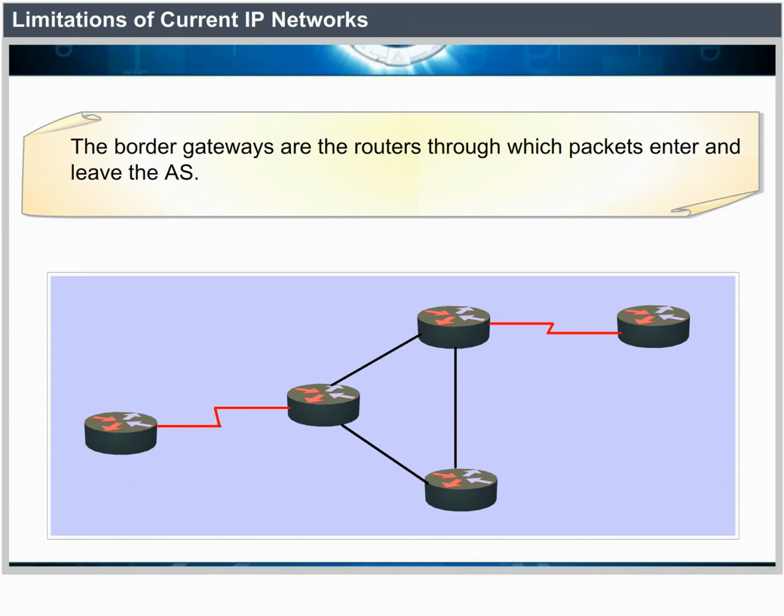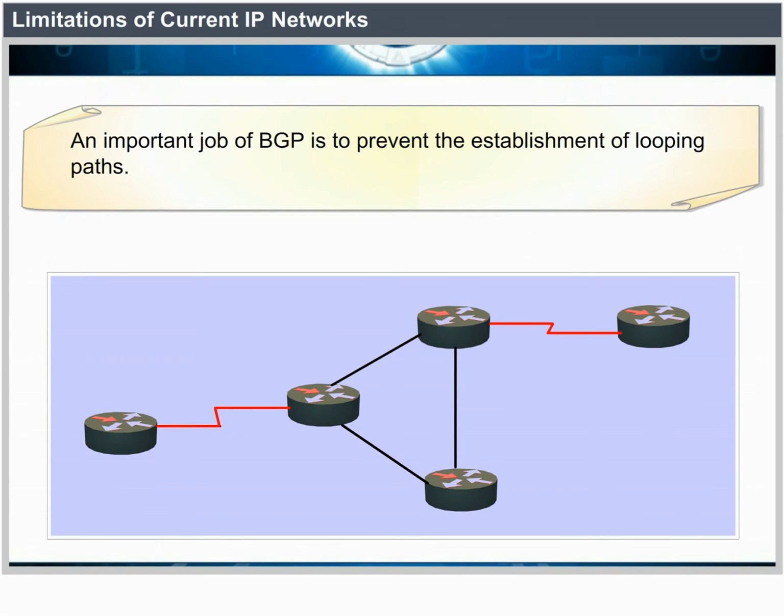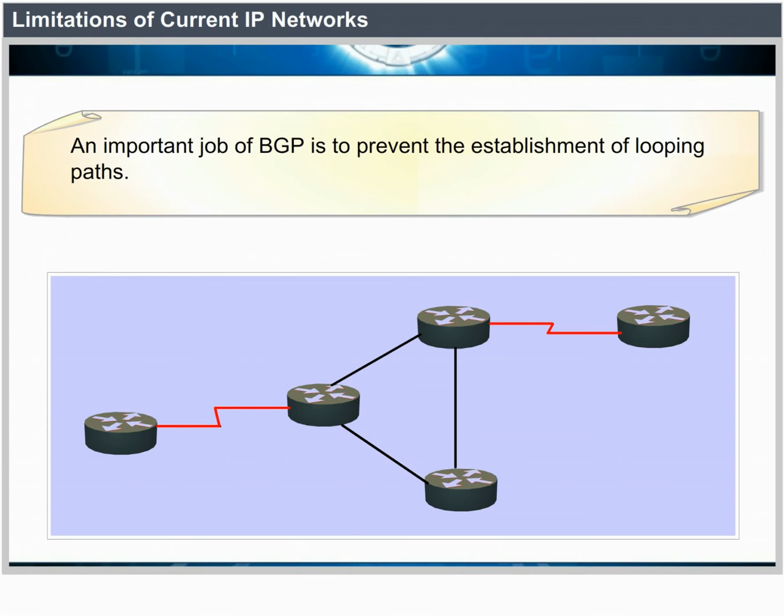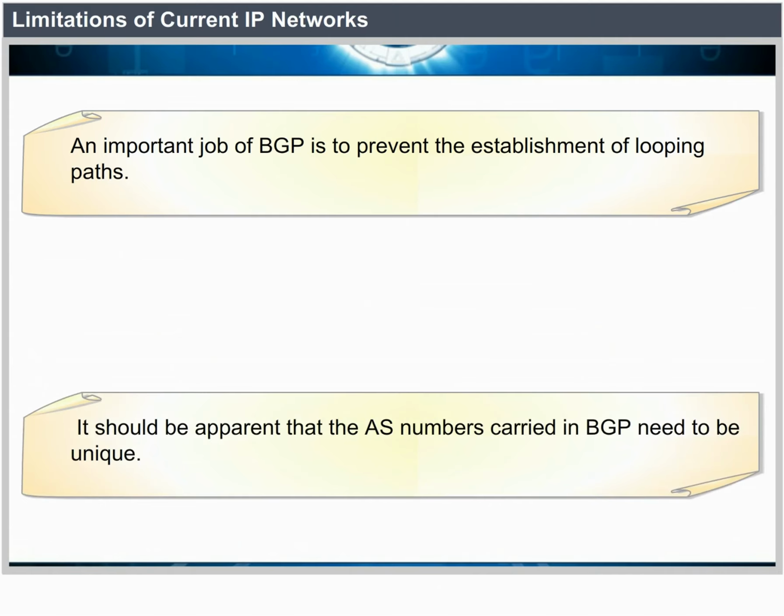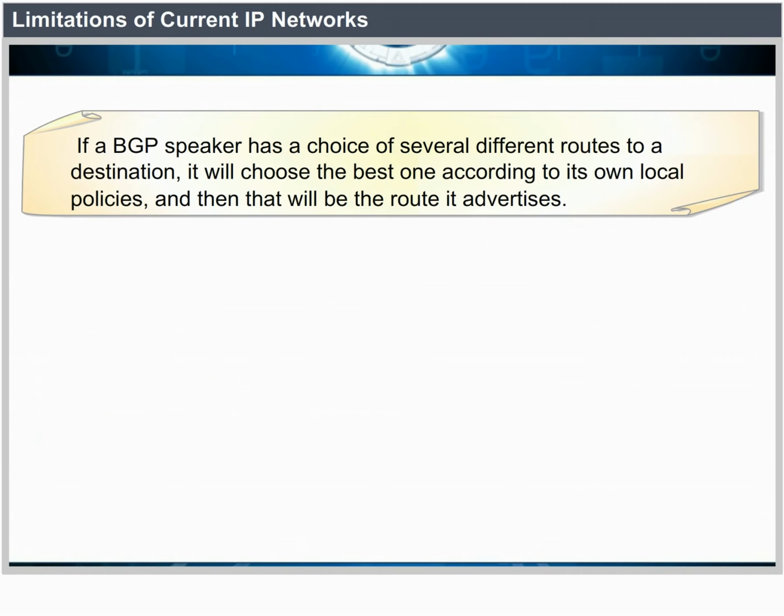An important job of BGP is to prevent the establishment of looping paths. It should be apparent that the AS numbers carried in BGP need to be unique. If a BGP speaker has a choice of several different routes to a destination, it will choose the best one according to its own local policies, and then that will be the route it advertises.